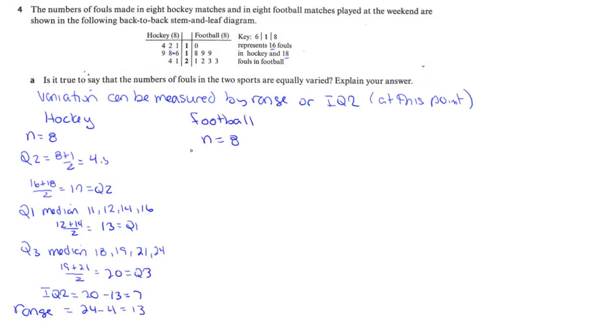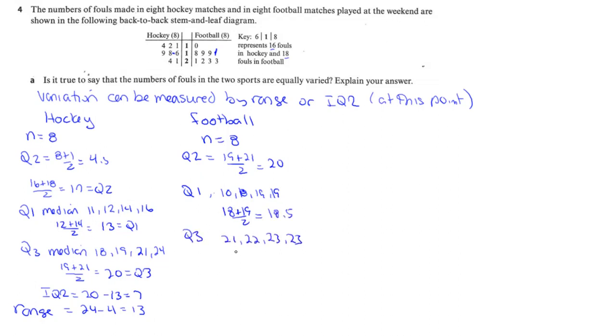Now for football, we've got the same kind of basic setup. We've got 8 pieces, so we already figured out most of the stuff. We know the Q2 is going to be the average of the 4th and the 5th. That's going to be 20. Q1 is going to be the median of the lower 4. That's going to be 18.5 in this case. Q3 is going to be the median of the top 4, which is going to be 22.5.